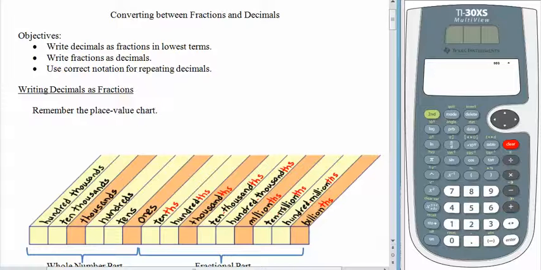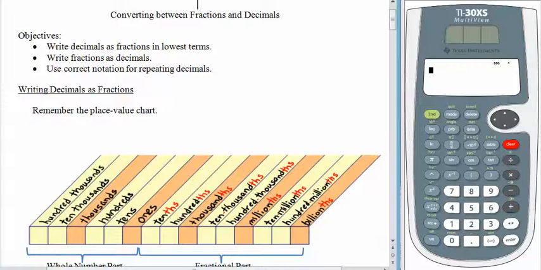On the other hand, people like decimals. They're just nice. They're easy to add, they're easy to compare. So it's to our advantage to be able to convert between fractions and decimals, in particular from a fraction to a decimal. So that's what we're going to do today.